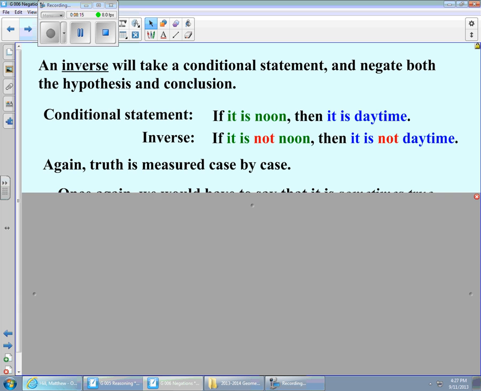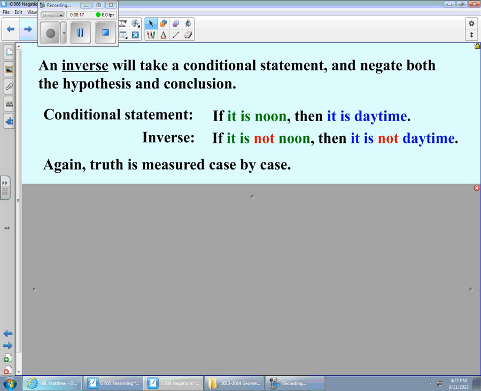And once again, you have to evaluate this on a case-by-case basis. There's not really any way to predict whether an inverse is going to be true or not. It depends on the original statement. So let's read it. If it is not noon, then it is not daytime. Well, once again, it's now 4:28 on my clock, so it is definitely not noon. Does that mean it is not daytime? No, I can look out my windows right now and I can see there is daylight. It is daytime. So I can see instances where this is not true.